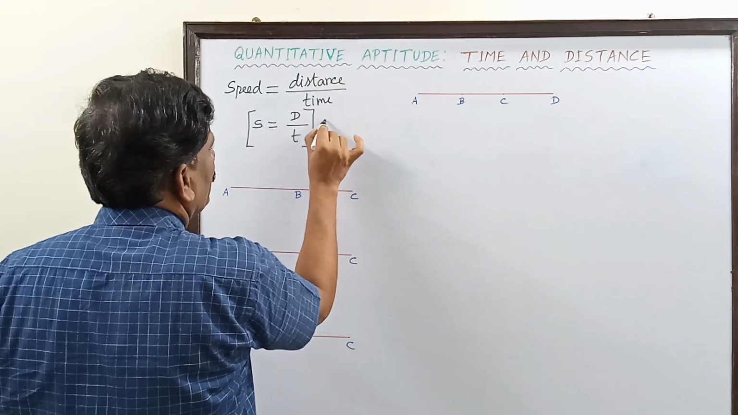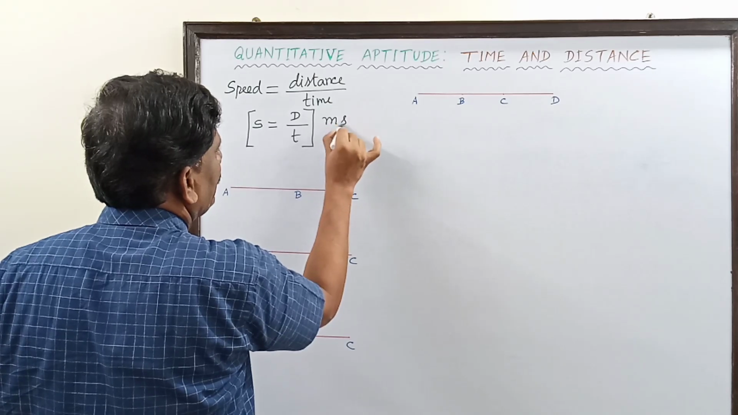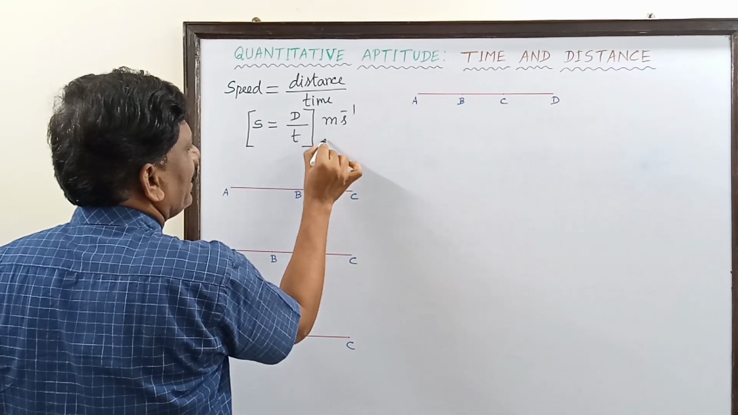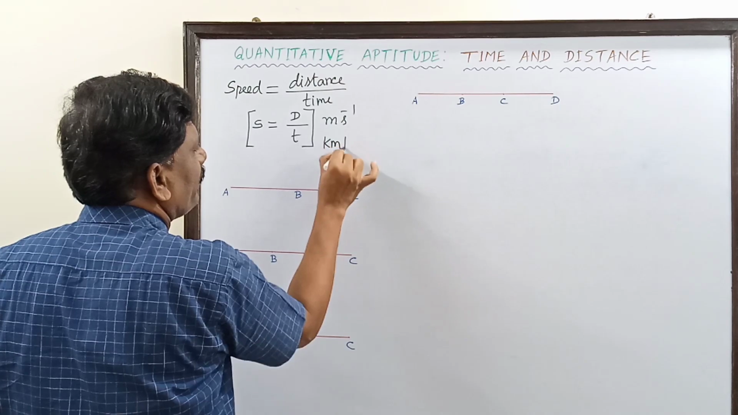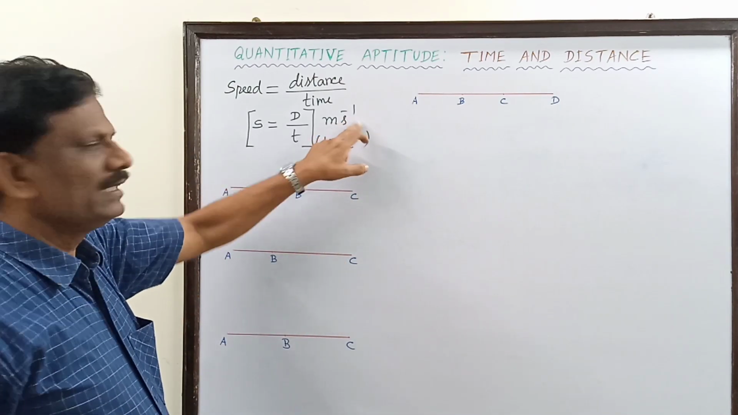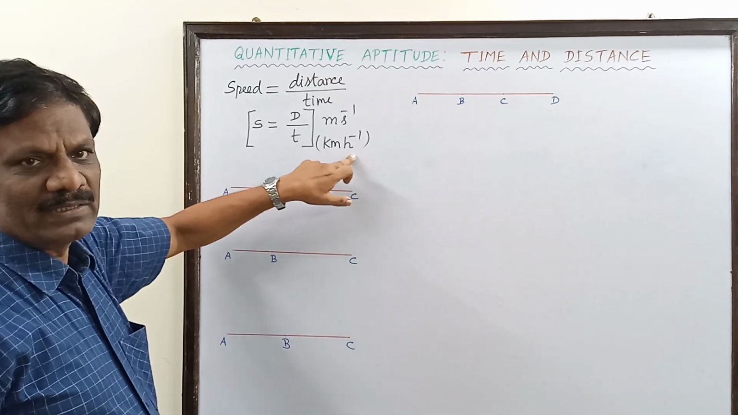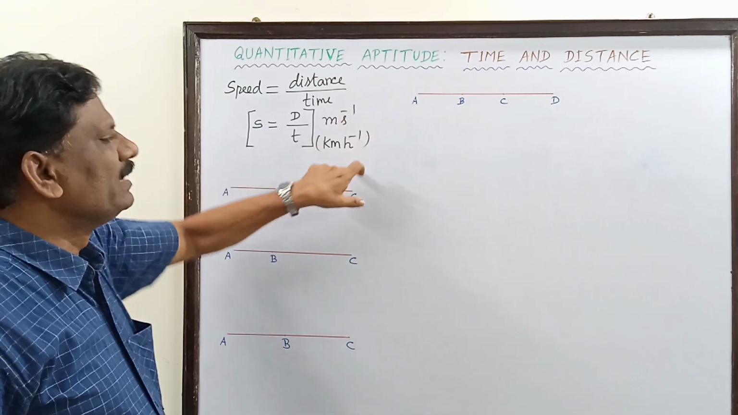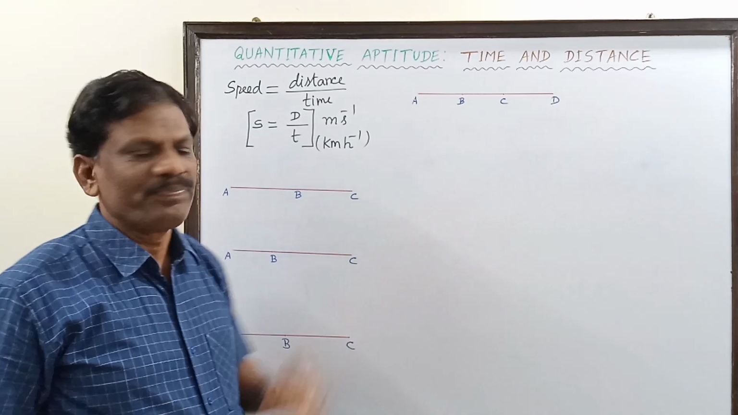So one unit of speed is meter per second, another unit is kilometer per hour. So this is the notation, meter per second, this is kilometer per hour. So what is the relationship between these two? We will discuss a little later.